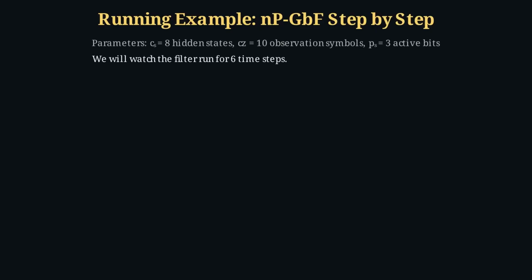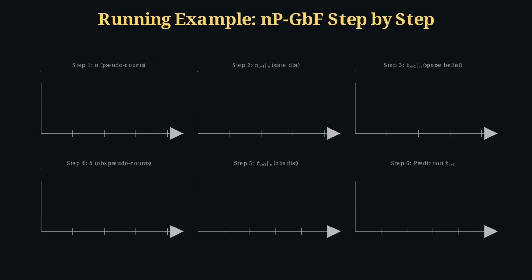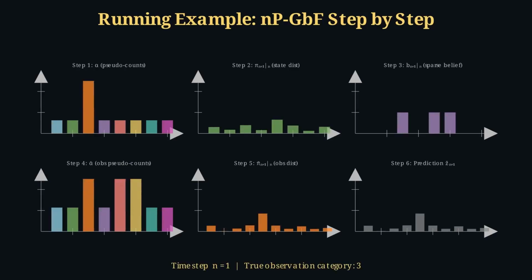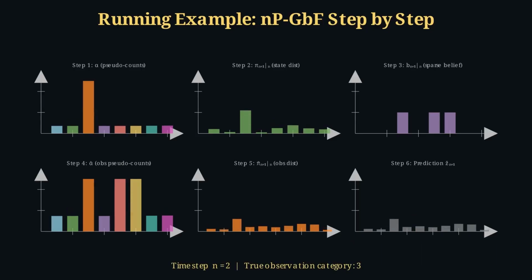Let us now watch the algorithm run on a concrete example. We use 8 hidden states, 10 observation symbols, and 3 active bits in the belief. At each time step, we will watch all 6 steps of the algorithm execute in real time. Time step 1. The observation is category 3. The pseudo-counts alpha are initialized near 0 and update as we observe data.